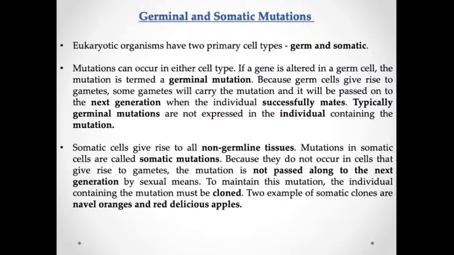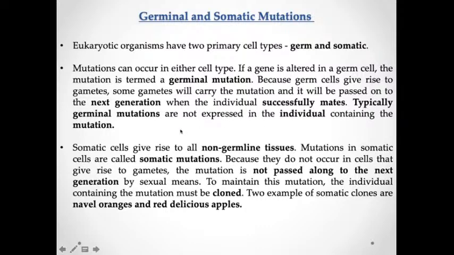Then come the germinal and somatic mutations. Eukaryotic organisms produce two primary cell types, one for inheritance, that is germ cells, and the somatic cells for the growth of our body. So mutation can occur in either cell type. If a gene is altered in the germ cell type, the mutation is known as a germinal mutation, because germ cells give rise to gametes, and some gametes will carry the mutation and it will be passed on to the next generations when the individual successfully mates.